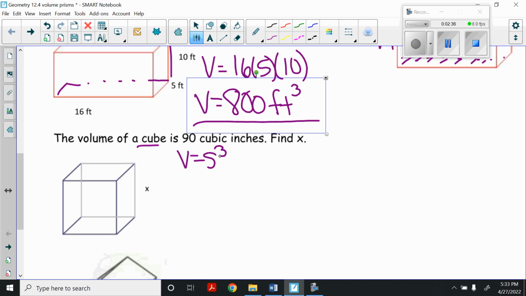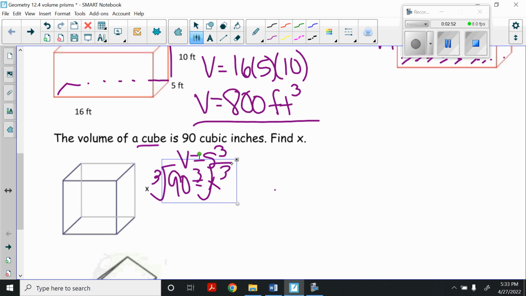So now I'm just going to substitute in what I know. I know that the volume is 90, so 90 equals, in this case, s is x, so x cubed. I need to solve for x. It's being cubed, so to undo a cube, I take the cube root of both sides. The cube root of 90, right? So x is approximately 4.48815 inches. Again, I'm going four decimal places.